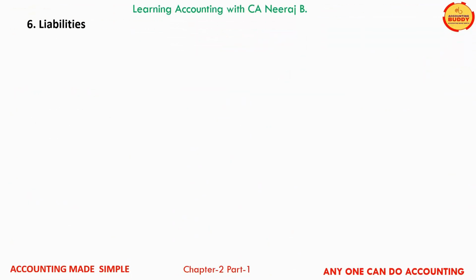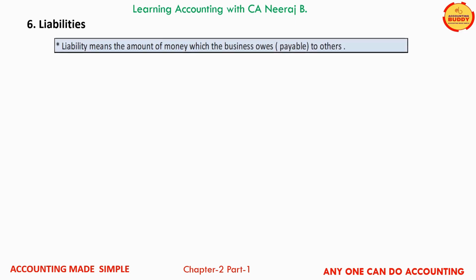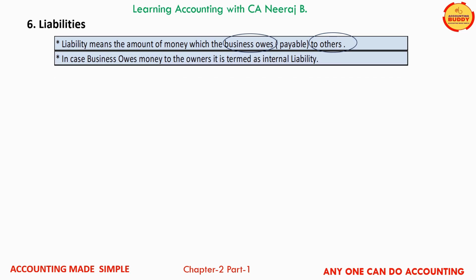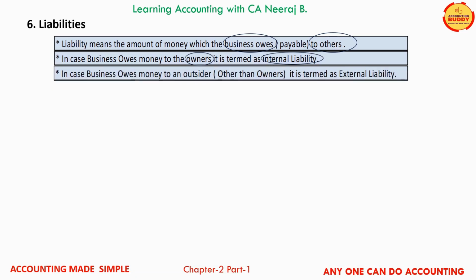Term number six, which we are going to learn now, is the term liabilities. The amount of money which the business owes to others is called the liability of the business. Now, if the business owes the money to its owners, it is an internal liability, while the amount which the business owes to the outsiders is termed as the external liability.